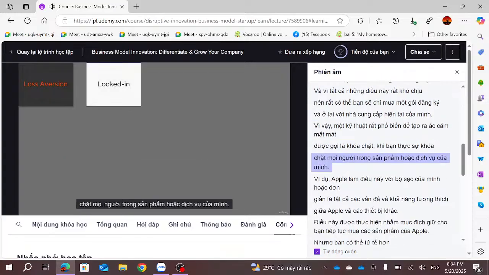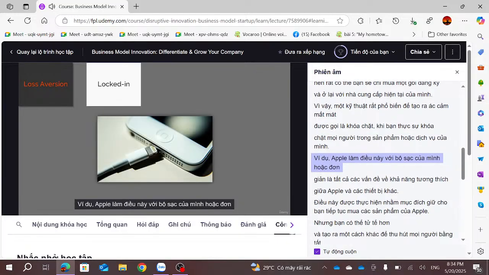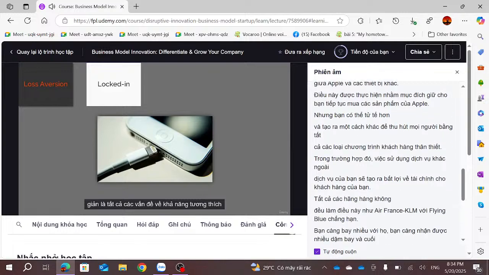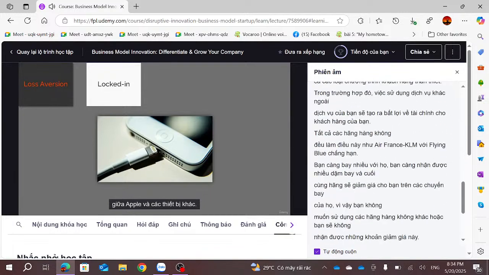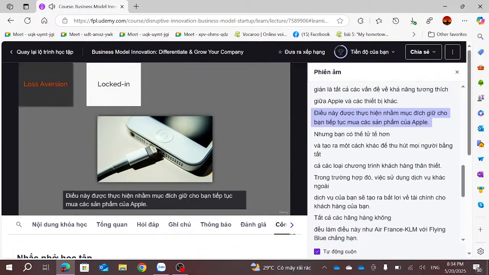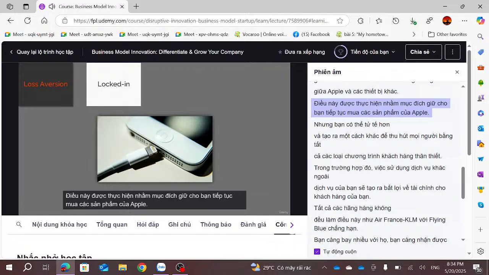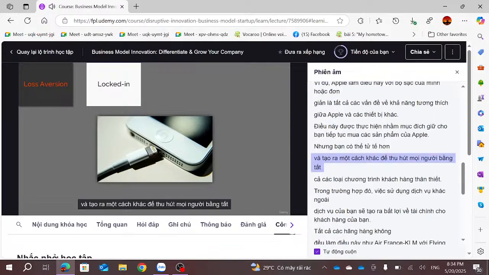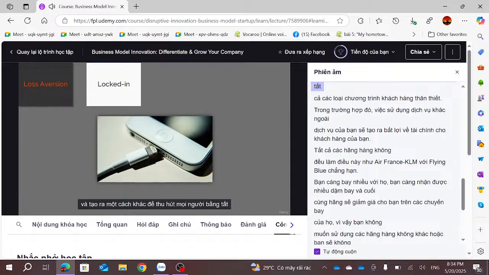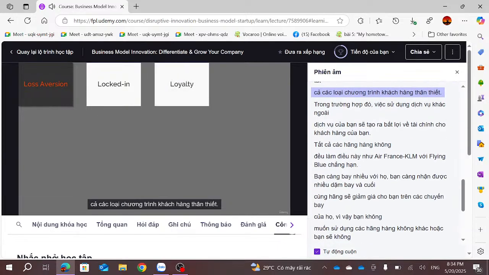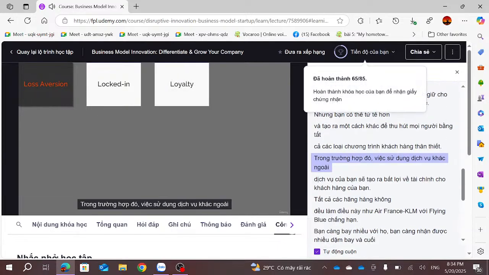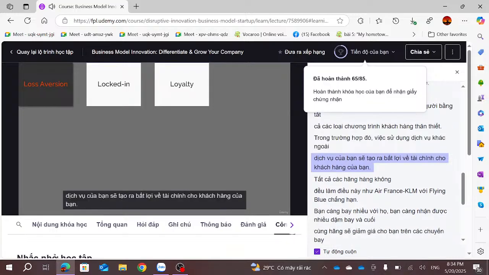So a very widespread technique to generate loss aversion is called lock-in. When you literally lock people in your product or service. Apple does this with its chargers, for example, or simply all the compatibility problems between Apple and other devices. This is done on purpose to keep you buying Apple products. But you can be nicer and create a different way to lock people in with all kinds of loyalty programs. In that case, using another service than yours will create a financial disadvantage for your customers.